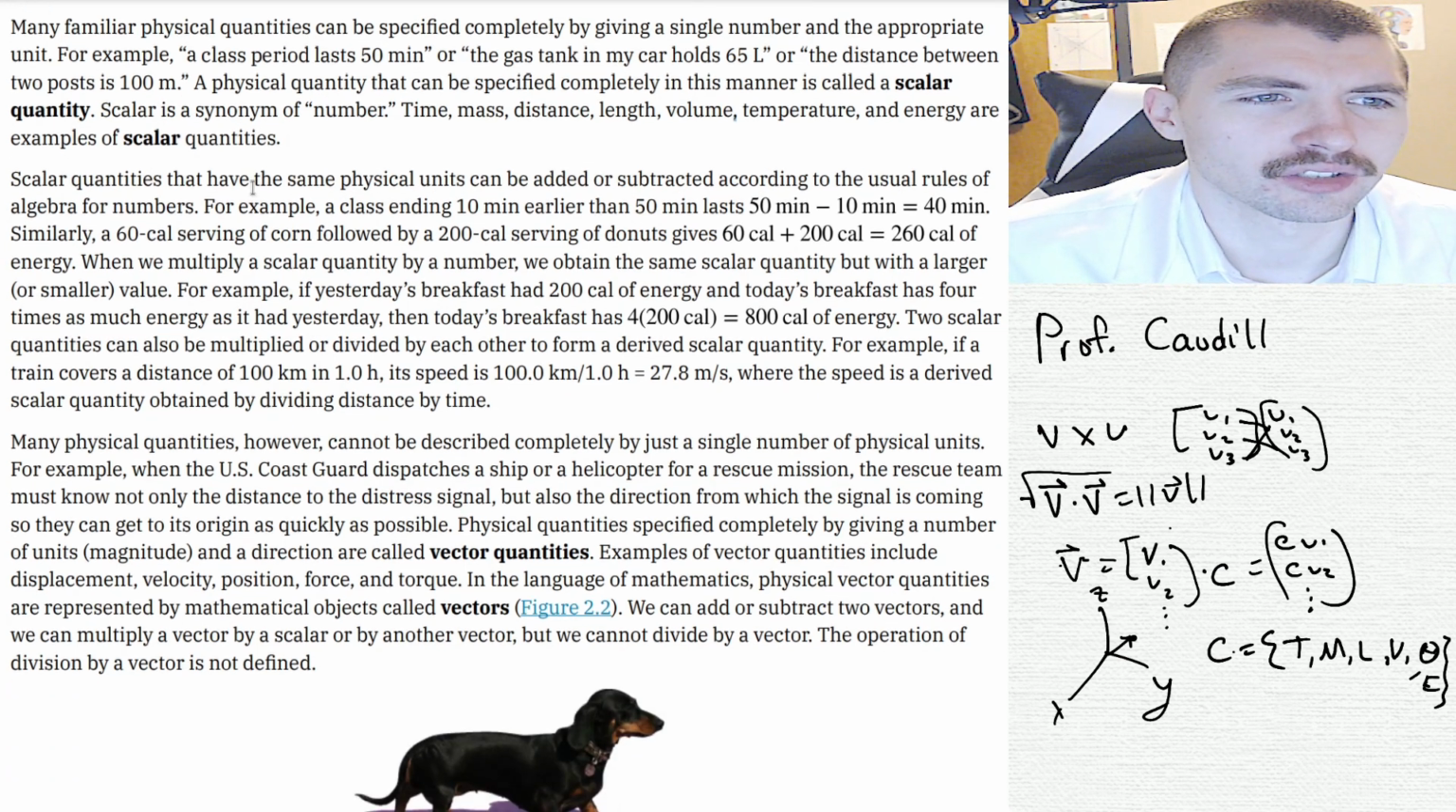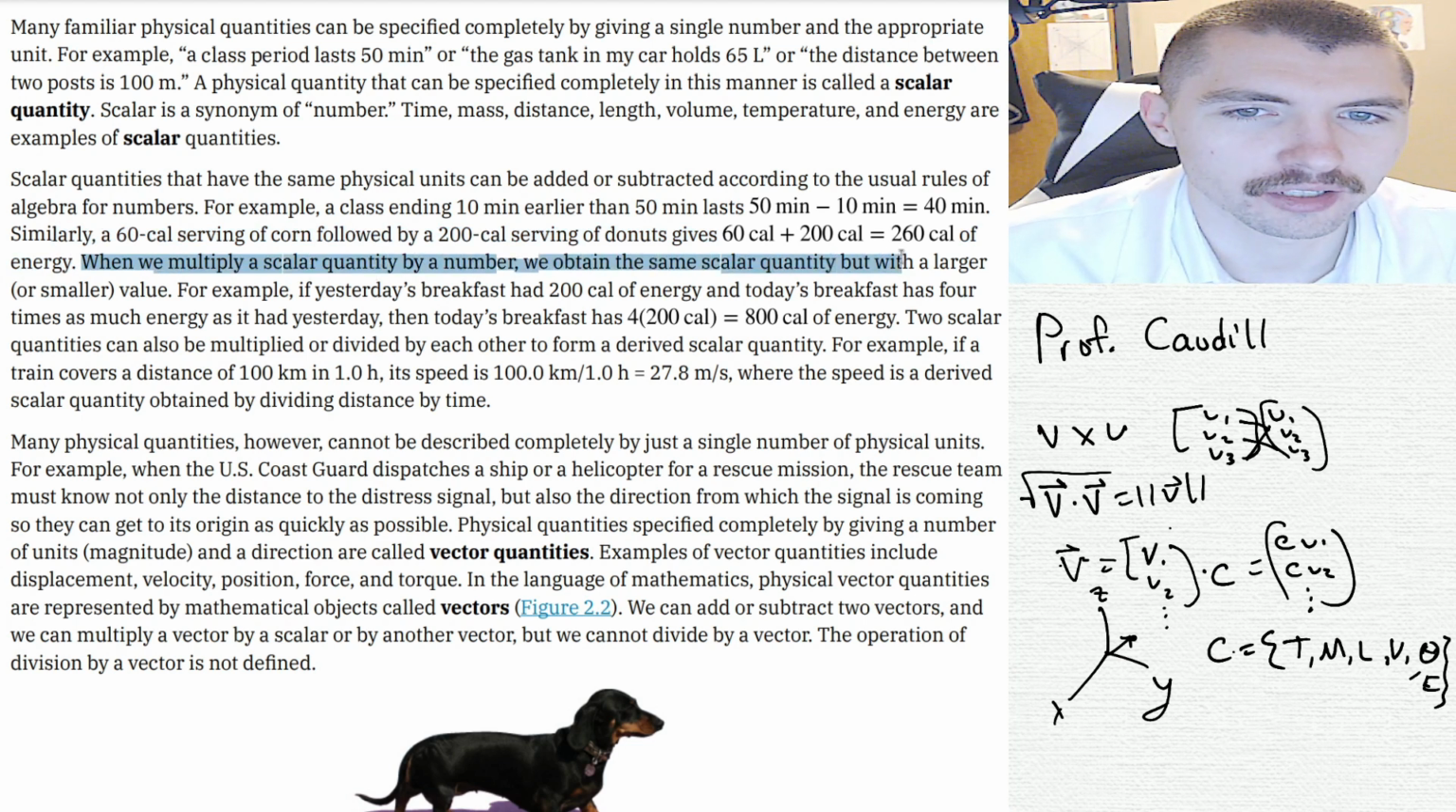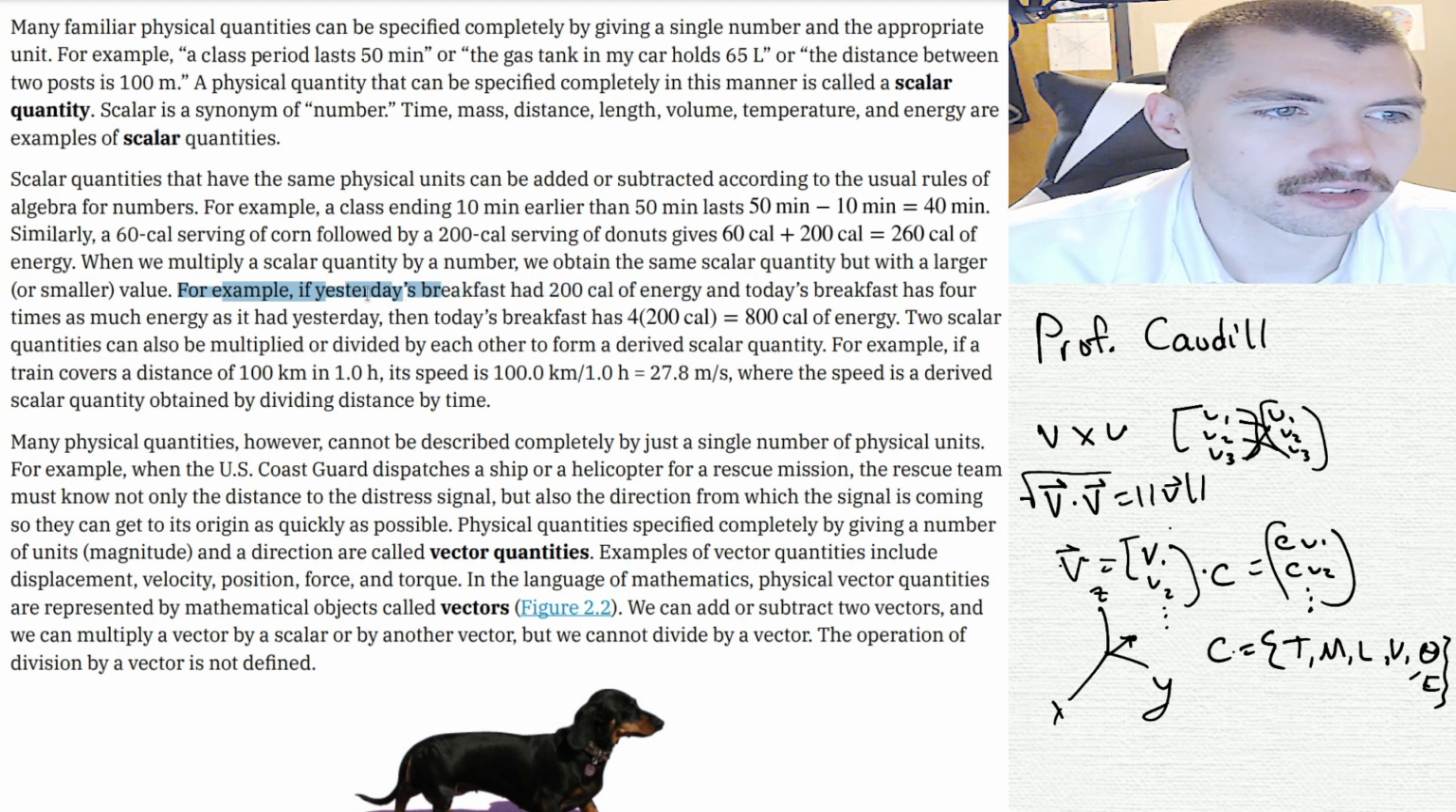Scalar quantities that have the same physical units can be added or subtracted according to the usual rules of algebra. If a class ends 10 minutes earlier, it is 40 minutes. A 60 calorie serving of corn added to 200 gives 260 calories of energy. When we multiply a scalar by a number, we obtain the same quantity, but with a larger or smaller value. Yesterday we had 200 calories. Today's has 4 times, so then we have 800 calories.